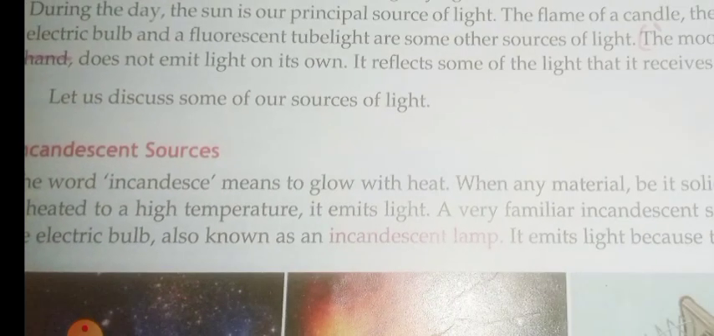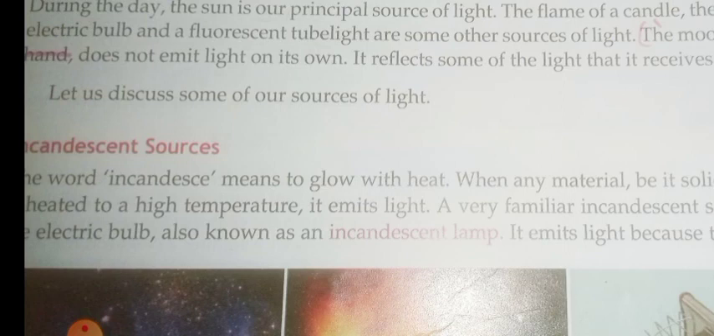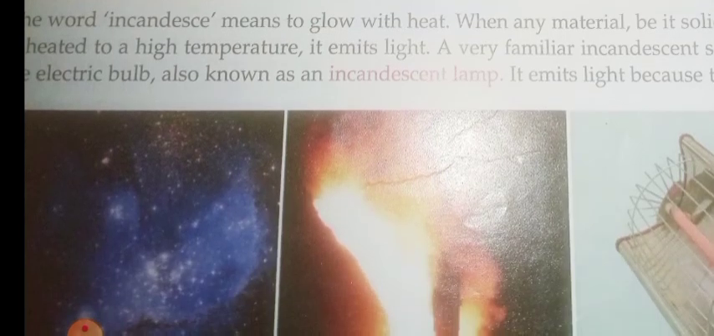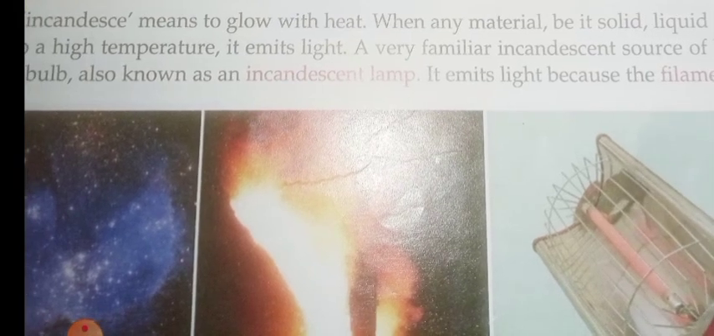The first source is incandescent sources. Incandescent sources means they glow with heat. For example, look at these pictures. Their light is emitted by the hot gases of the star, molten iron, and the glowing coil in a heater. All these emit light with the help of heat.